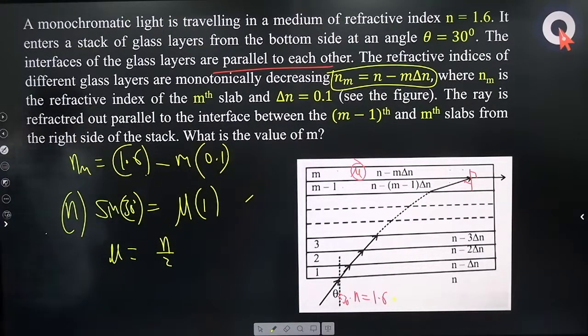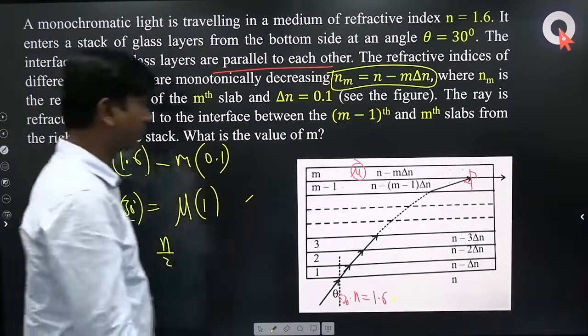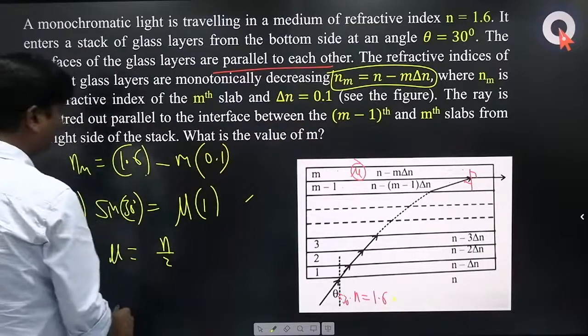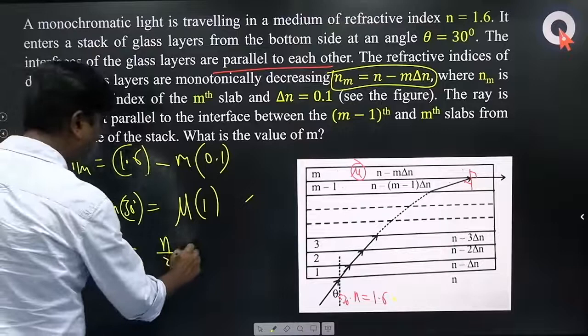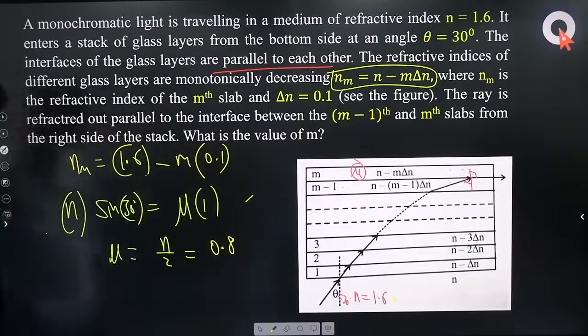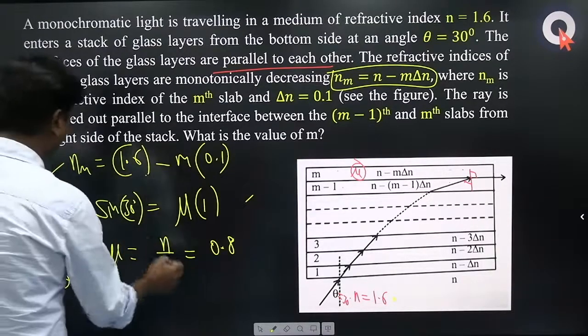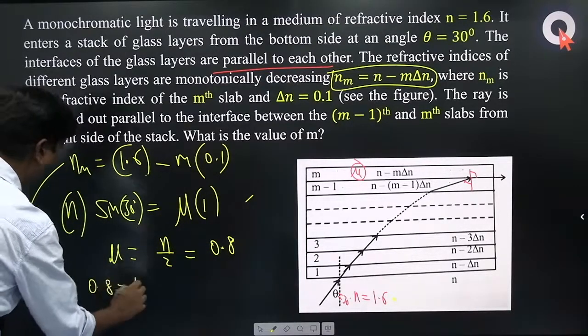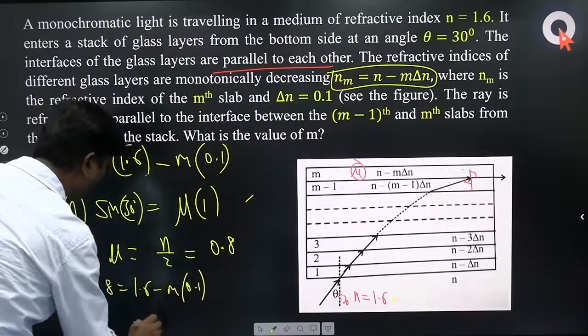So sin 30 is this one. So nu is n by 2. What is n? 1.6, so it is 0.8. So 0.8 means exactly which slab are we talking about? Now bring this back here. Nm, the refractive index of the mth slab, which is 0.8, is equal to 1.6 minus m into 0.1. So what is the value of m then?